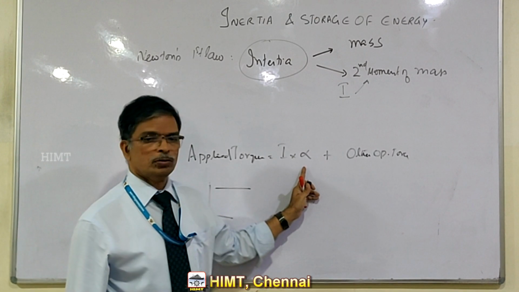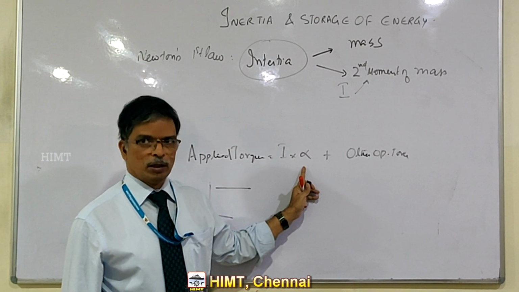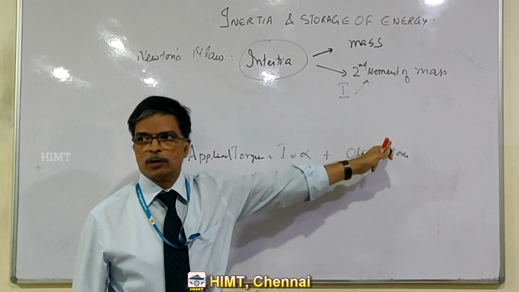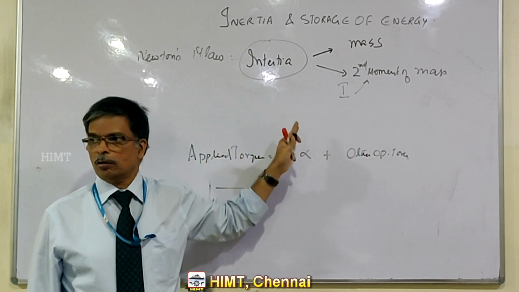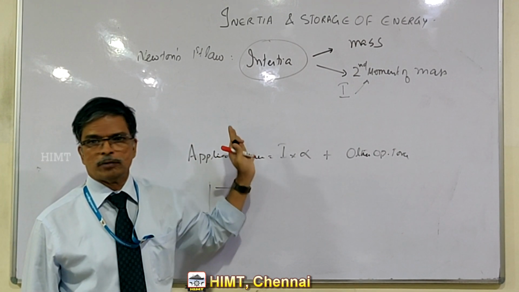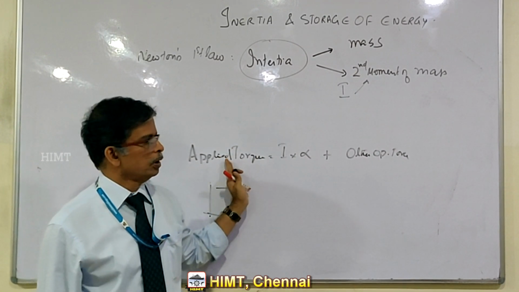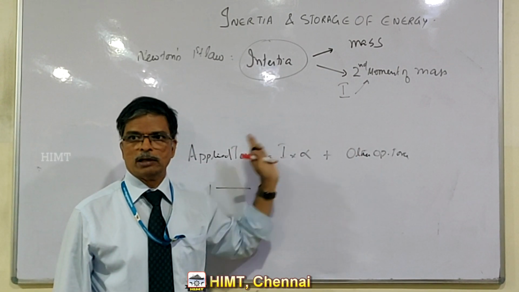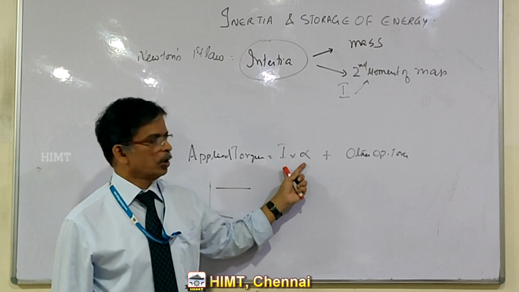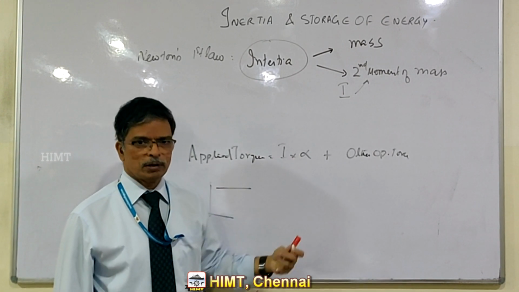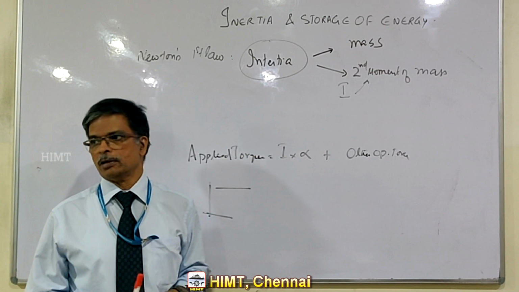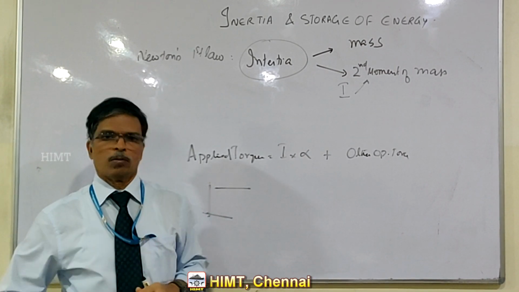When will this be zero? For this to be zero, these two values must be the same, equal. But in a condition of a motor driving an air compressor, these two will never be matching all the time. So this cannot be zero. This cannot be zero means acceleration is always there. The result of that is RPM will not be steady. RPM keeps on going up and down.